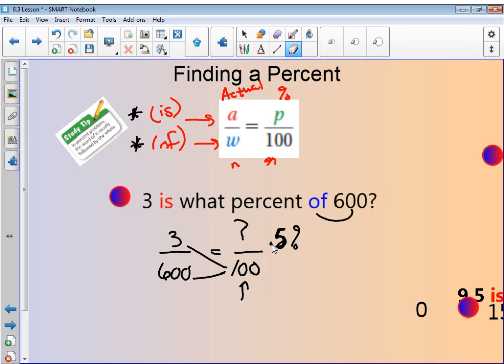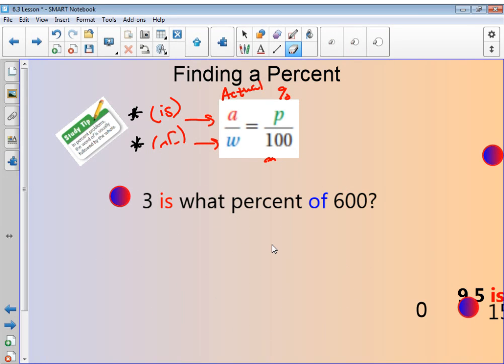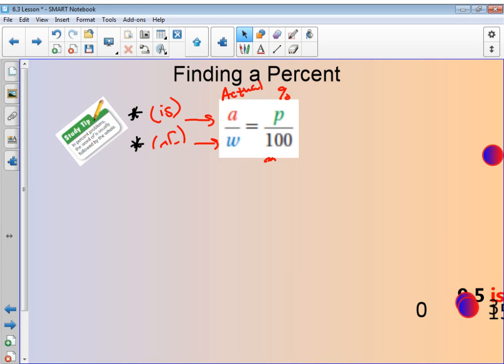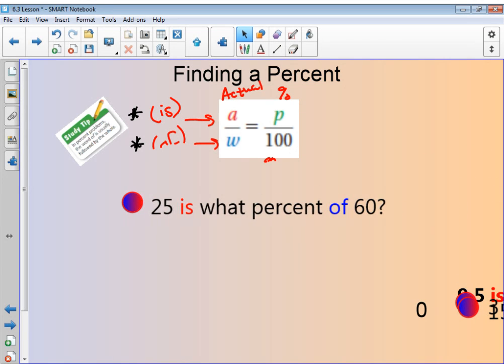All right, I'm going to put one out here and have you guys try it on your own. Remember, it's is over of. Try this one out. So go ahead, pause your video, set up your proportions, because I will be scoring you off of your proportion setup, and then solve for the missing part.